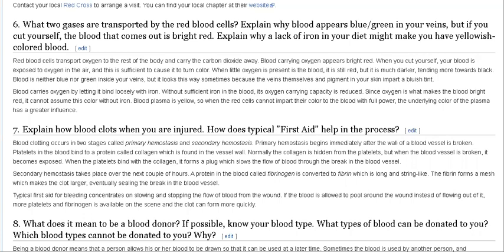So blood carries oxygen by letting it bind loosely with iron. Without sufficient iron in the blood, its oxygen carrying capacity is reduced. So I've spoken about oxygen carrying capacity before. Since oxygen is what makes the blood bright red, it cannot assume this color without iron. So the blood plasma is yellow. So when the red blood cells cannot impart the color to the blood with full power, the underlying color of the blood plasma has a greater influence. Okay, explanation.